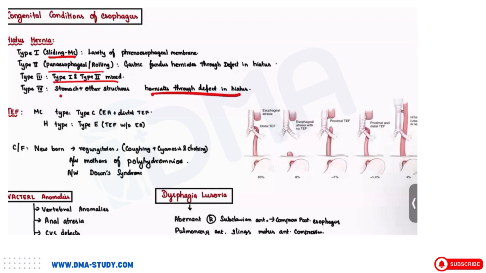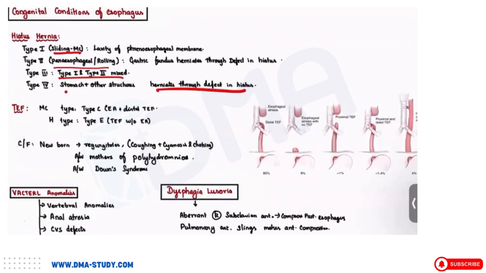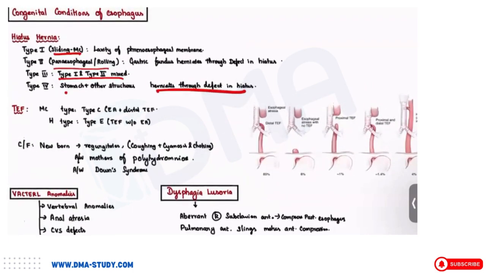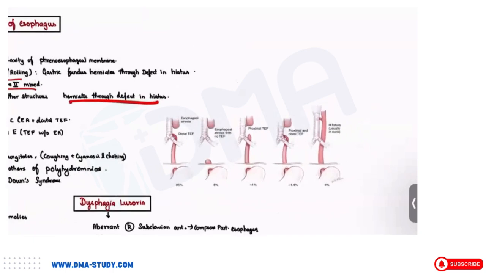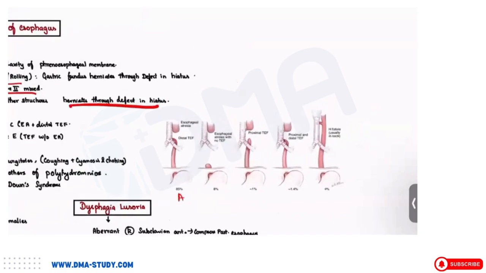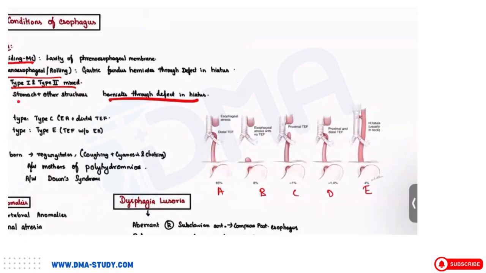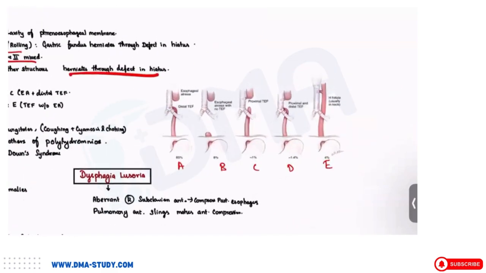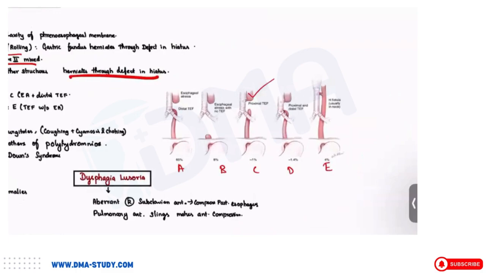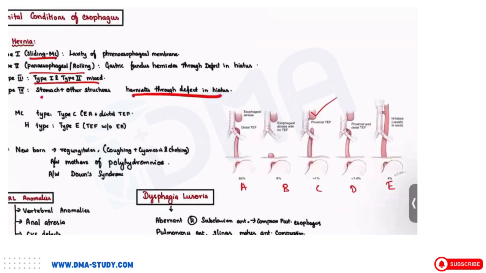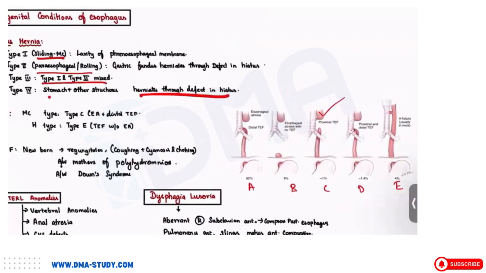And TEF, tracheoesophageal fistula, we have type A to E: A, B, C, D, and E. The most common type is type C, and you may see esophageal atresia along with a distal TEF. Esophageal atresia along with a distal TEF. CAB.